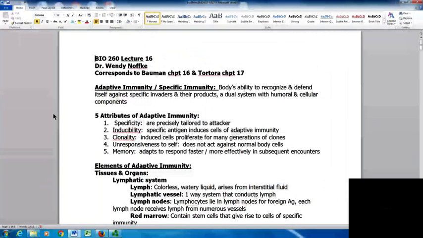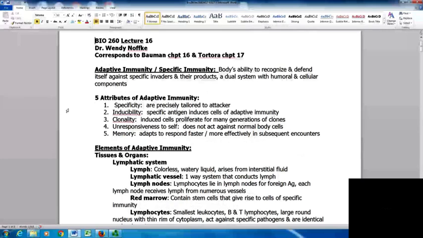Today we're going to look at Chapter 16 or Lecture 16. It will correspond to the Bauman text, Chapter 16, or the tutorial text, Chapter 17. Here we're looking at adaptive immunity and specific immunity. This is the body's ability to recognize and defend itself against specific invaders, their products, as well.